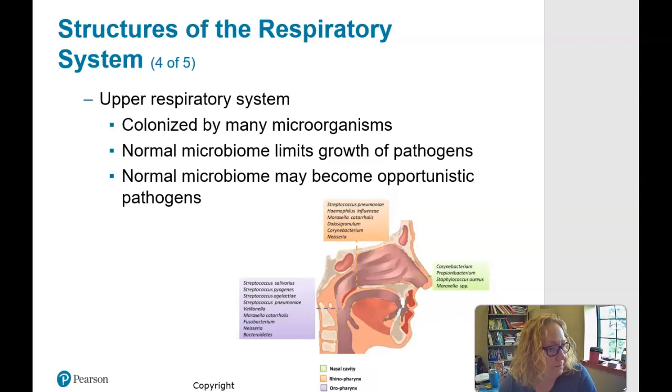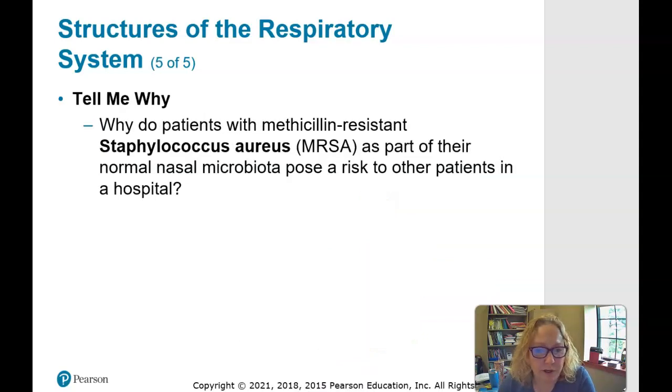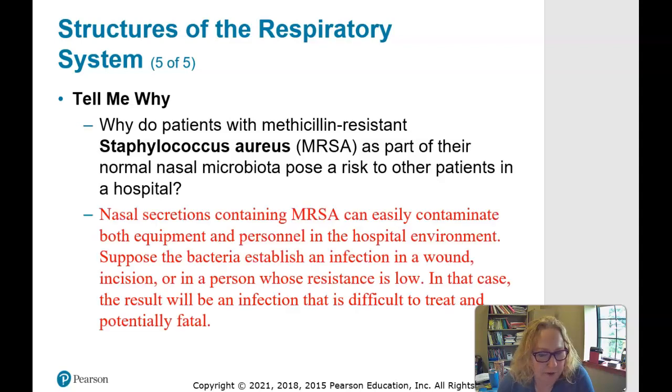Sometimes they can override. So first question: why is it a problem for patients who have methicillin-resistant Staphylococcus aureus, so MRSA, as part of their normal nasal microbiota? So it's normally in your microbiota that you have some Staph aureus, right? But it is resistant to methicillin, the penicillins, essentially. Why would that be bad if you were in a hospital? Why would it matter, since it's normally in your snot? You can pause it and guess, or I will just tell you.